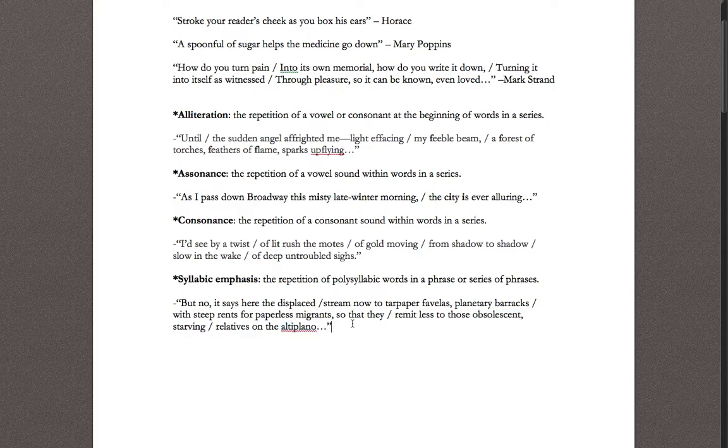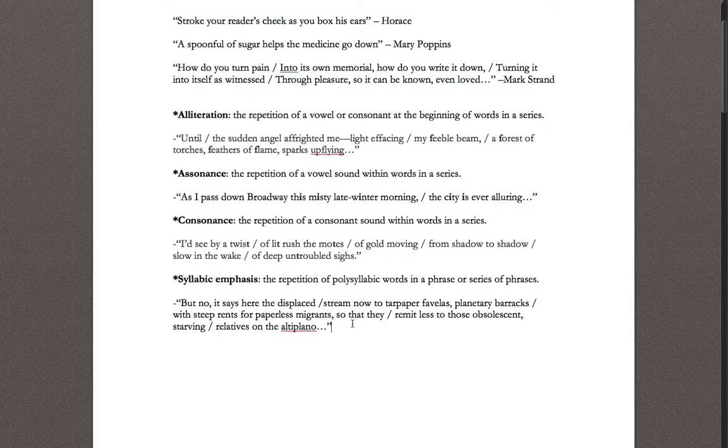So this phrase, or this series of phrases, this description from Ann Winter's Displaced of Capital, uses language that almost seems like you're chewing as you say it out loud. Tar paper favelas, planetary barracks with steep rents for paperless migrants so that they remit less to those obsolescent, starving relatives on the altiplano. I almost lose my breath a little bit. My mouth is having to do a lot.